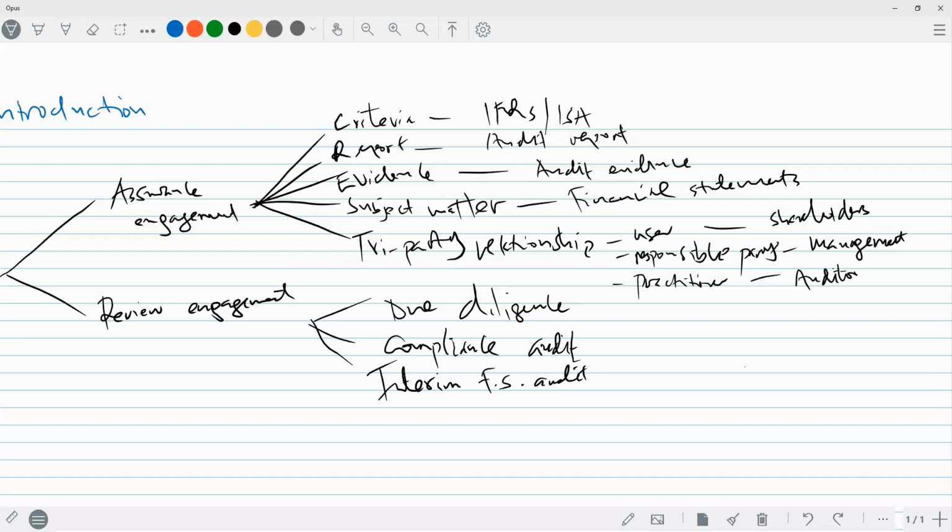Now, when it comes to the point of appointment, you have to understand what sort of engagement my client wants me, as the auditor, as a practitioner, to engage in. Is it an assurance engagement? Is it a review engagement? But also don't forget that there is something you ought to consider before you accept either of the engagements.